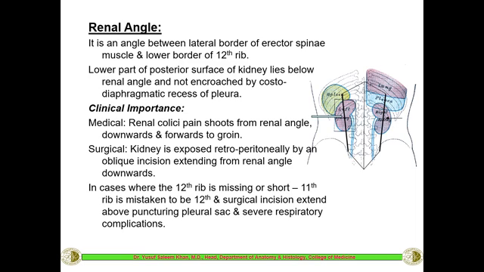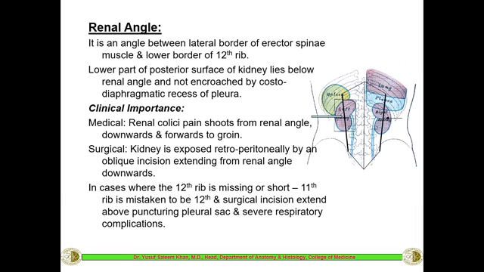So what is this renal angle? This is a very important angle, and here the lower part of the posterior surface of the kidney lies below the renal angle. Okay, the posterior surface of the kidney lies below the renal angle, and it is not encroached by the costodiaphragmatic recess of the pleura. So the pleura at this angle is not present. The costodiaphragmatic pleura is much higher compared to this angle.